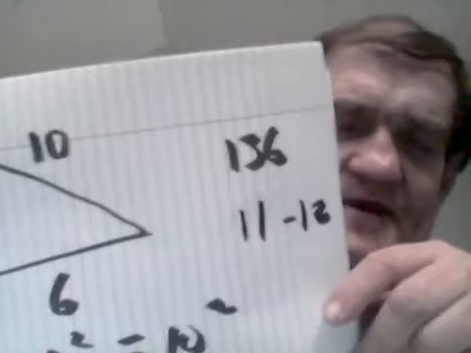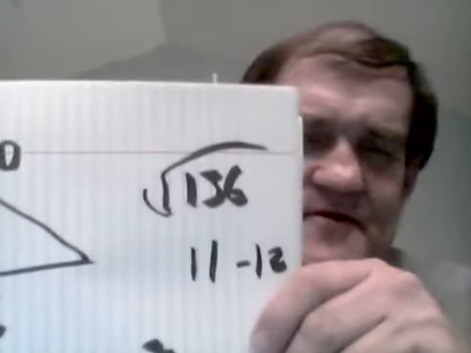6 times 6 is 36, so that's A squared plus 36. 10 squared is 100. You got 136. Is there a number that can give you 136? It's going to be somewhere between 11 and 12. Why? Because 12 times 12 is 144, and 11 times 11 is 121. So you have the square root of 136 as your answer.